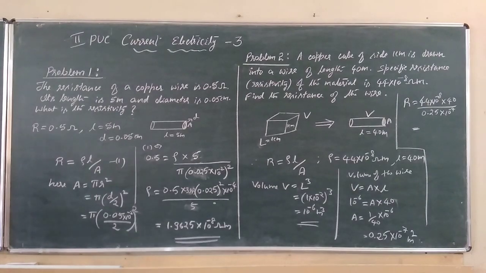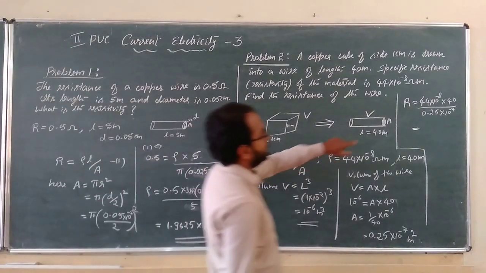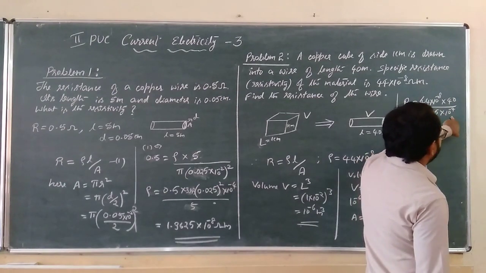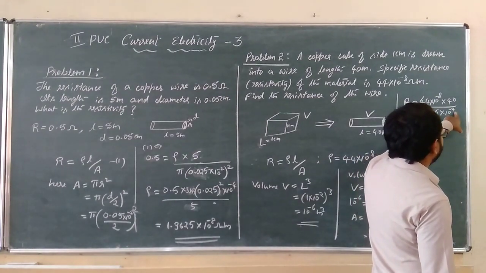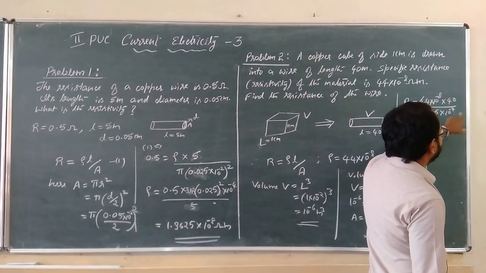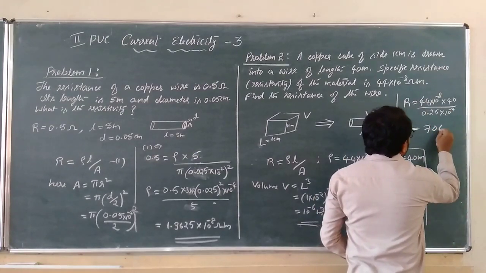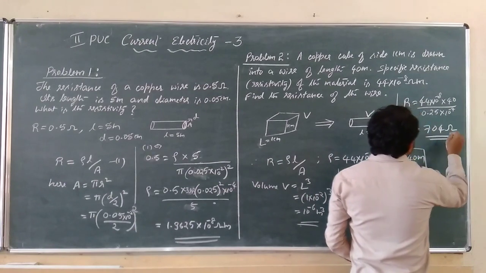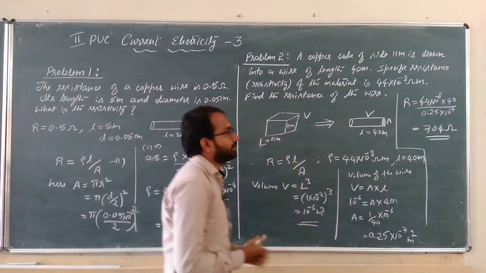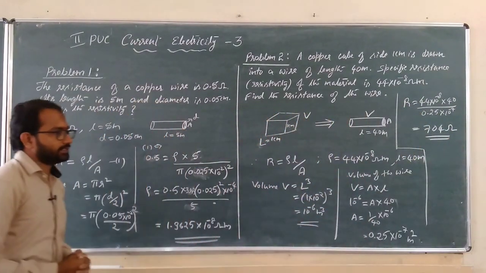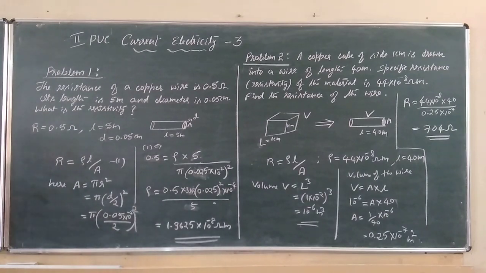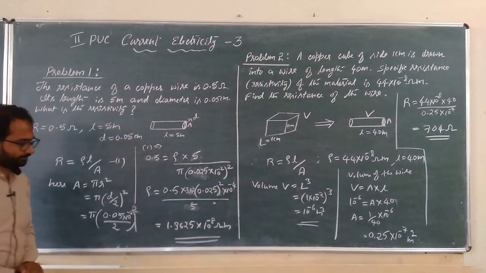Okay, and simplify. So power is 10 to the power of minus 8 here. So here in the denominator power is 10 to the power of minus 7. So when it goes to numerator it will be 10 to the power of plus 7. So therefore this is 7 not 4 ohm. Let's simplify using calculator. Calculate the value of R. It is 704 ohm. That is the resistance of the wire.